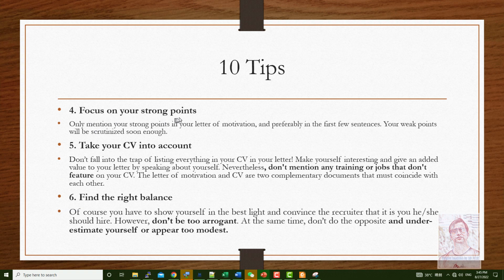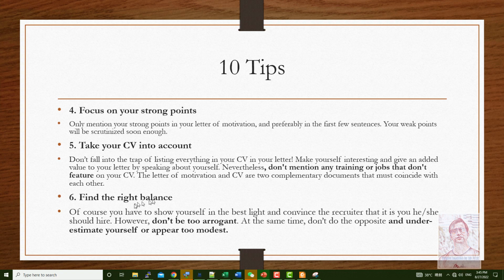Focus on your strong points. Do not mention your weak points. Okay, only mention your strong points. They will find your weak points if they want to find. Take your CV into account. Remember that your CV and your motivation letter should be synchronized. Do not mention any training or job or anything which you have not mentioned in your CV.